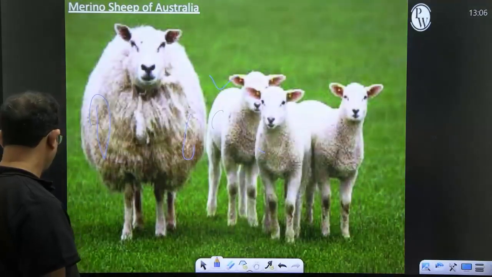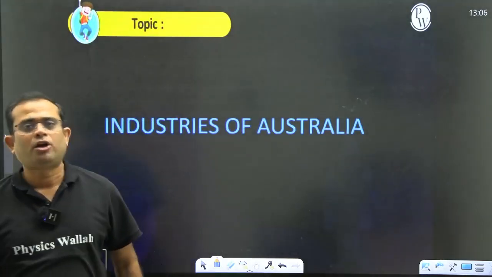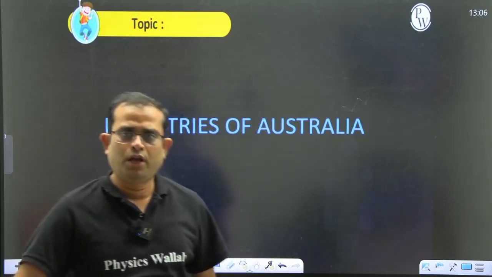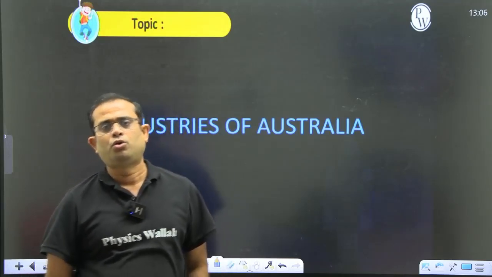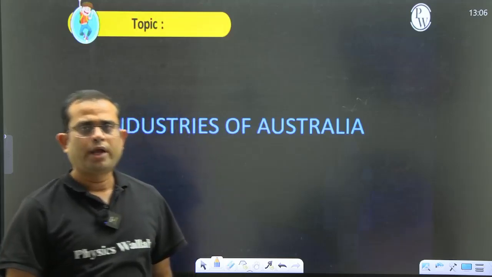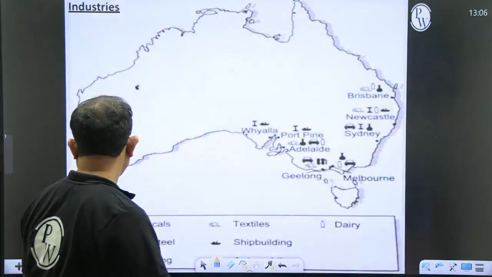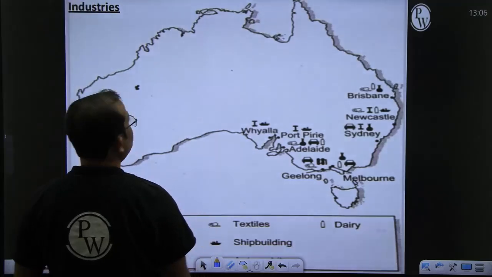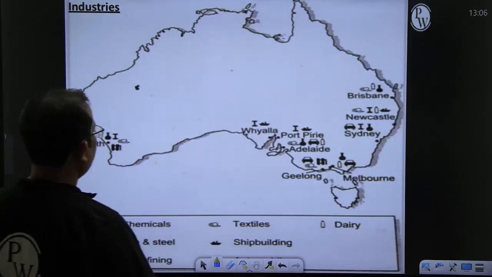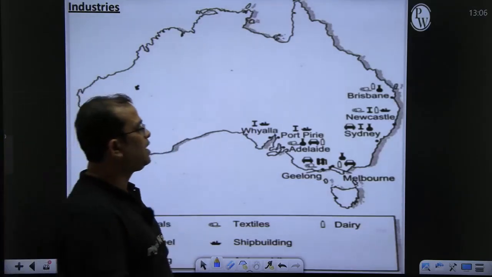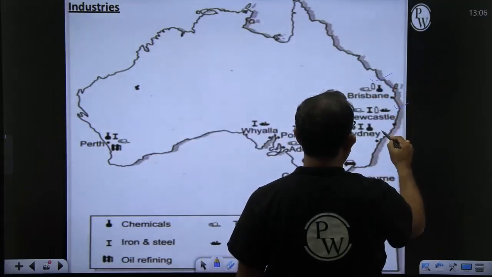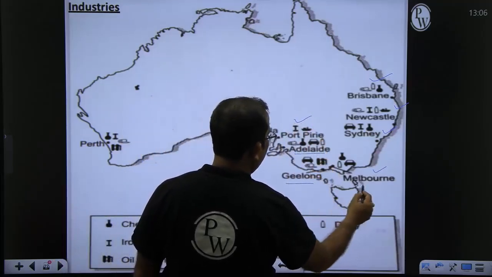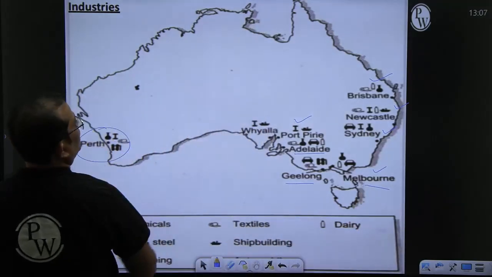Industries of Australia. As we know, Australia is a developed country. Australia is also a leading producer of mineral resources. You already know that Australia has good quality reserves of iron ore, coal, gold, and manganese also. So let's see the industries there. Industries of Australia are mainly concentrated in Brisbane, New South Wales, Sydney, Melbourne, Adelaide, Port Pirie, and some areas in Perth.